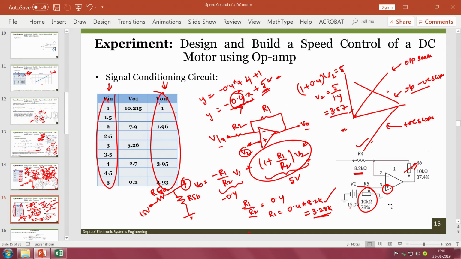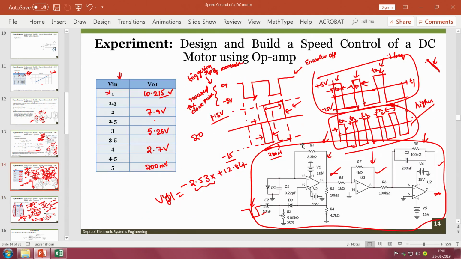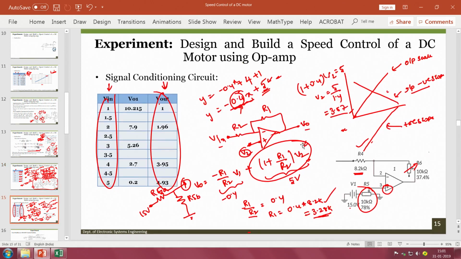But in this case, since we have chosen R6 and R5 as potentiometers, we can vary them till we get that particular value. Now, with this we understood the importance of having a monostable multivibrator and an integrator circuit as a signal conditioning part in order to convert your DC to a linear output voltage. And we have also seen how exactly the signal conditioning circuit works, as well as the values of gains that we require to keep in order to match with respect to the input set point.